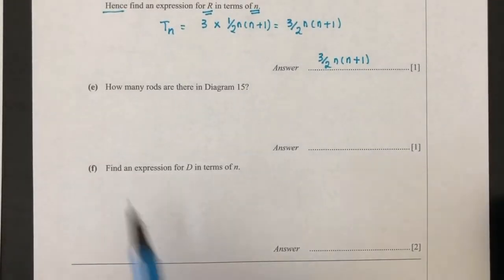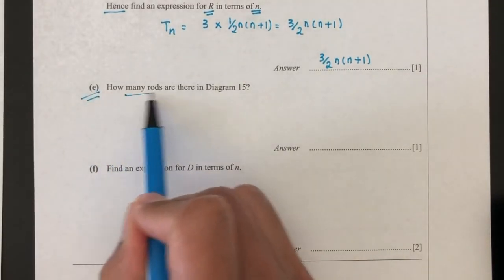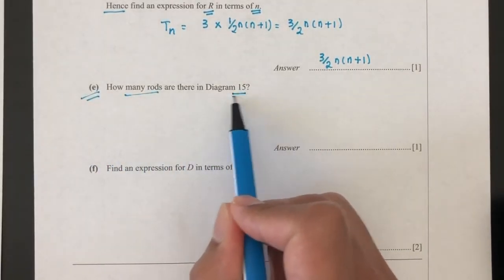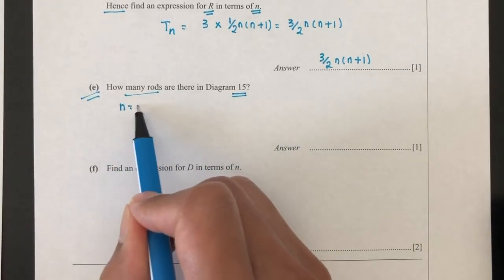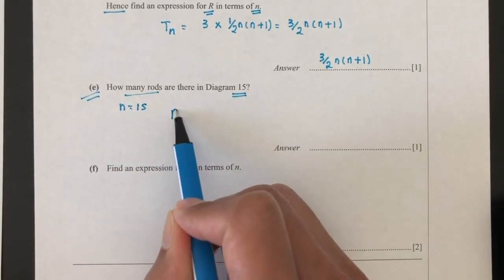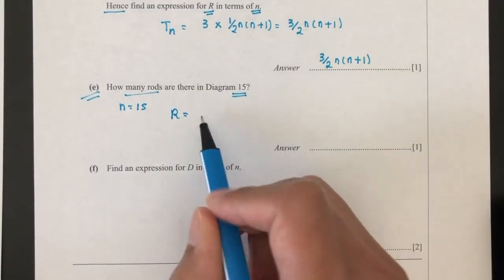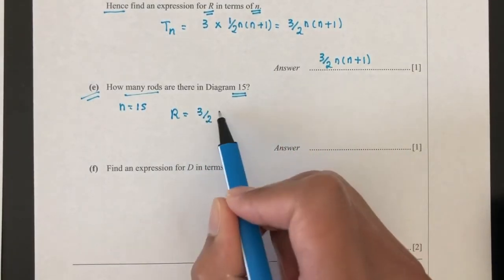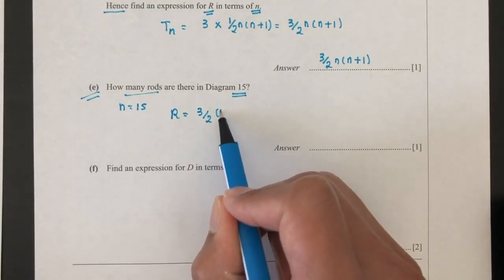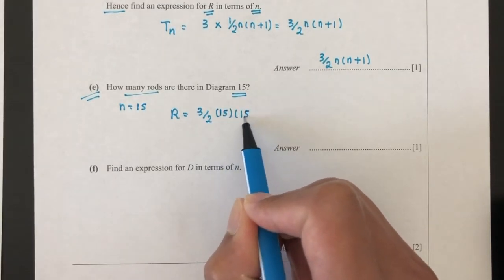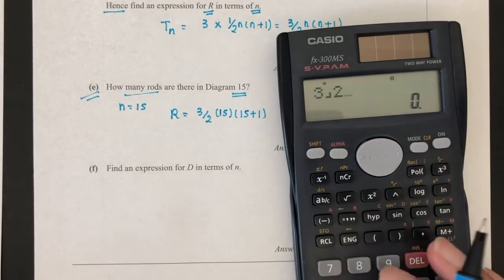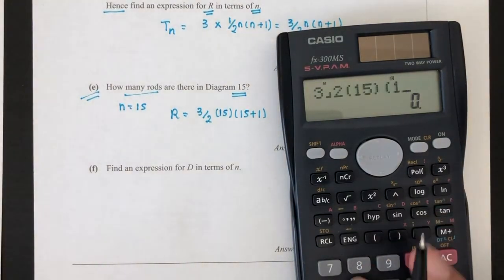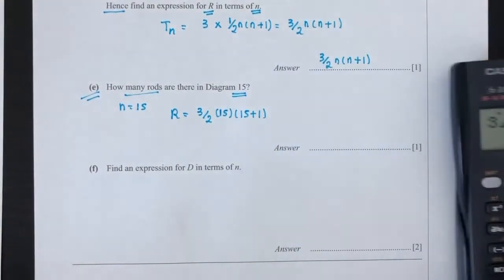Okay, so now part E. How many rods are there in diagram 15? So diagram 15 means n is equal to 15. R is equal to 3 over 2 times n times n plus 1, where n is 15. Let's see, 3 over 2 times 15 times 15 plus 1. That should be 360.